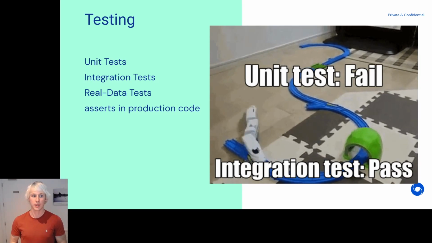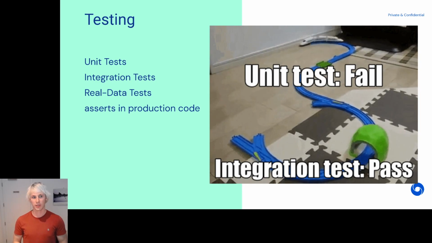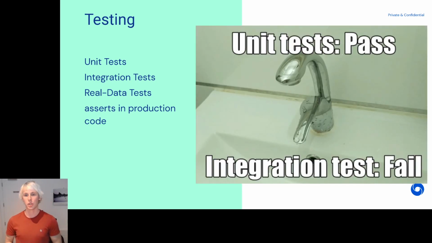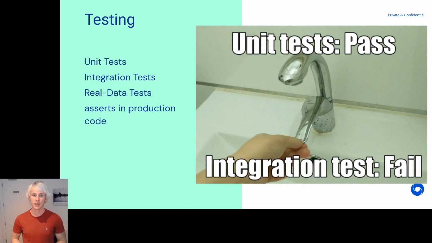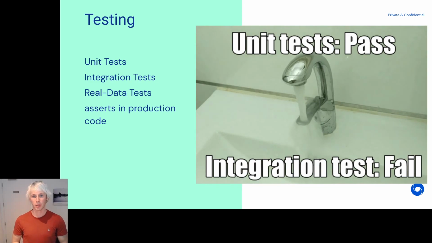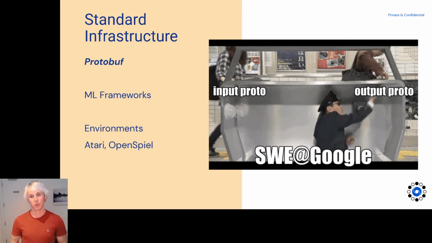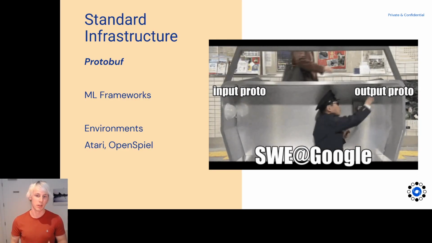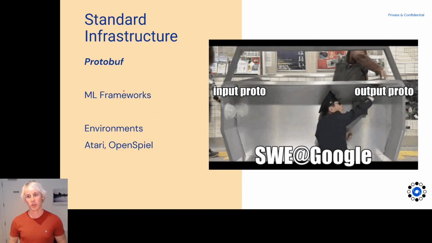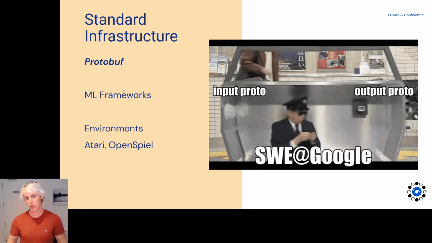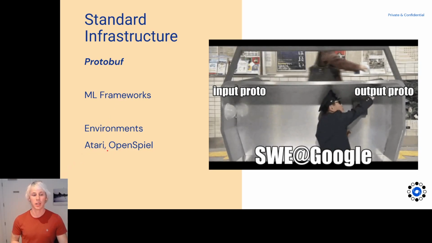Maybe not as sexy, but testing also has caught a surprising number of issues in our code and saves us a lot of time, both testing individual components and making sure that the system as a whole works as intended, even if all the individual parts may be correct. And finally, don't repeat work if you don't have to do it. There are now a lot of great frameworks and components out there, from machine learning frameworks like TensorFlow, Torch. Personally, I'm a big fan of JAX, to environment implementations such as Atari and OpenSpiel.